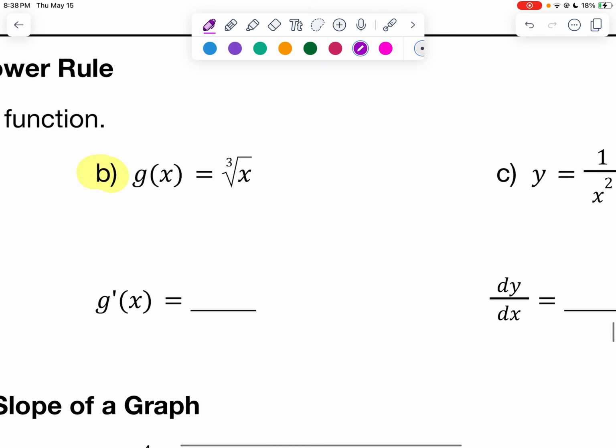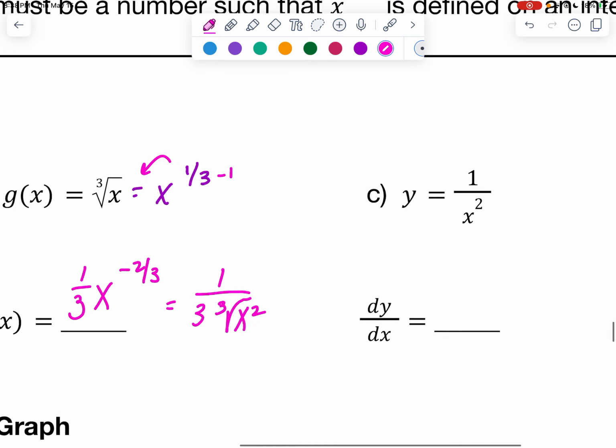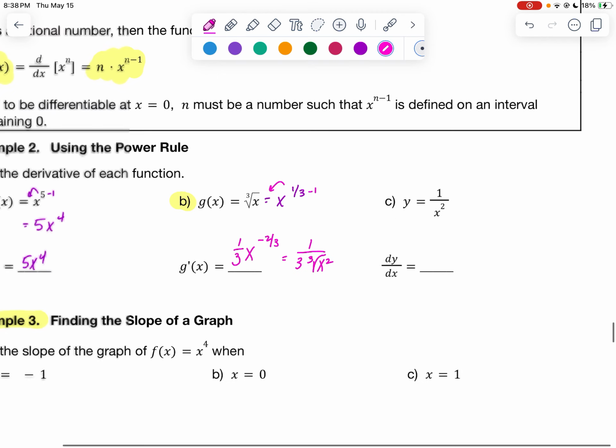Right, same thing over here. I can go and rewrite it as x to the 1/3 power. I'm going to bring the 1/3 up front and subtract 1, so I get 1/3 x to the negative 2/3 power. And I will have to rewrite this one. There we go. It becomes 1/3 times the cubed root of x squared. Right? And then you guys can go and figure out part C.